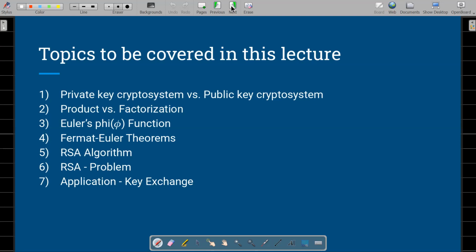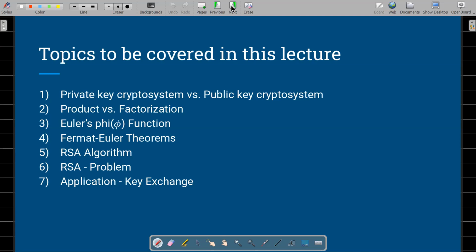That RSA algorithm is based on the idea of product and factorization. Products are easier to take, whereas factorization is difficult. We'll see that idea, product versus factorization. Then some basics required for the RSA algorithm, namely the Fermat-Euler's theorem on congruence. And for Euler's theorem, we need Euler's phi function. So we'll do those basics.